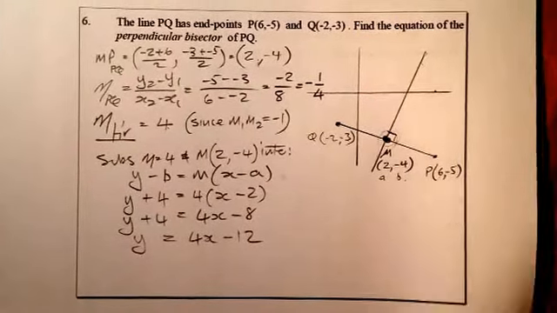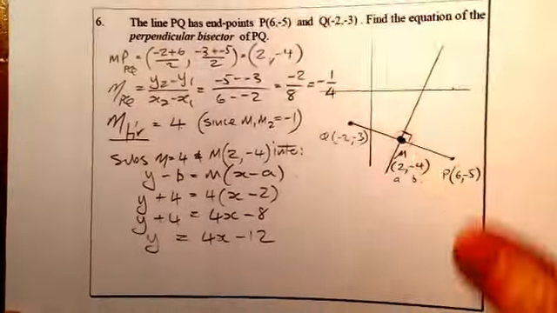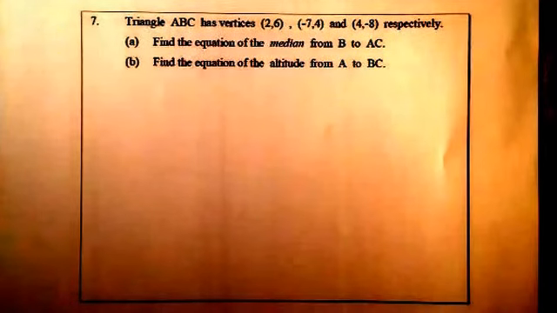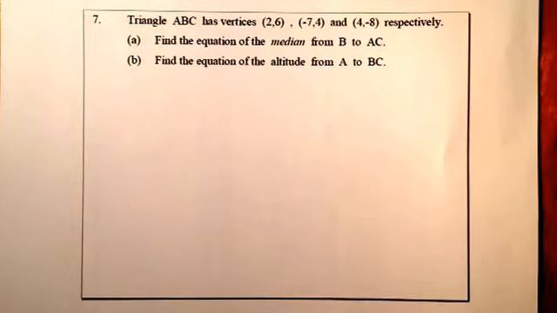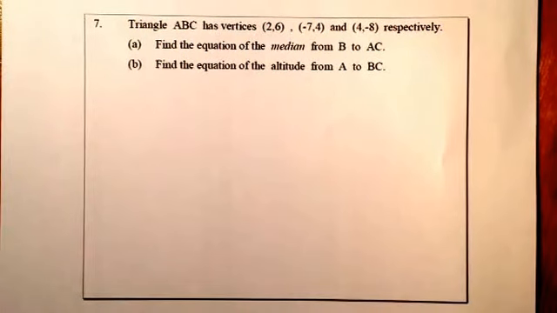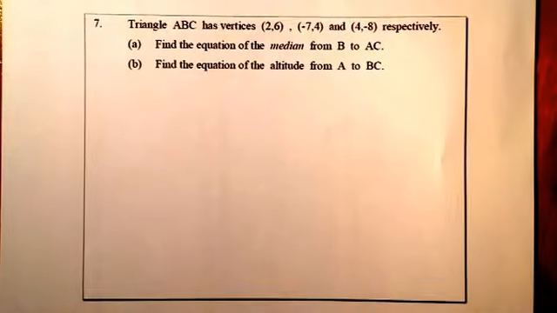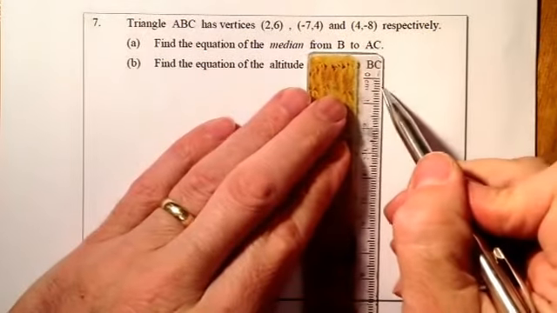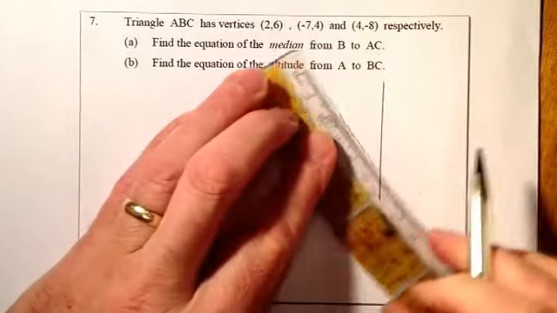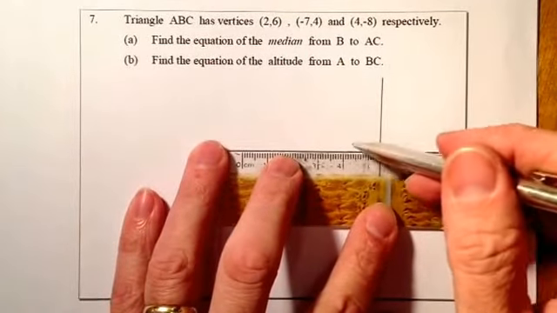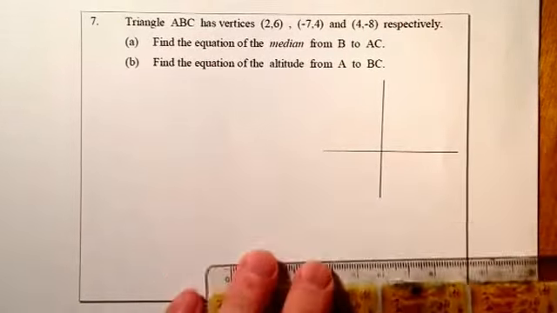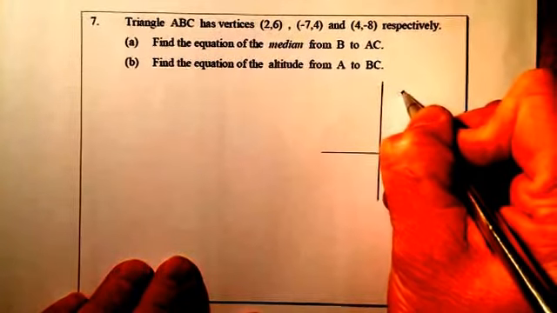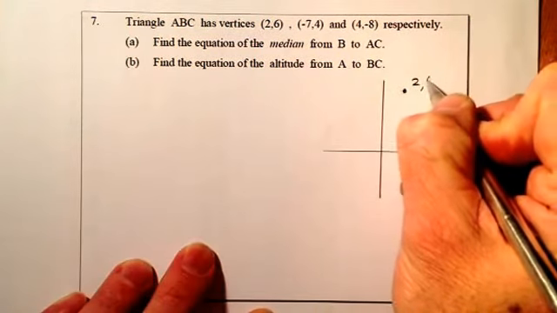Okay, question 6 complete. Let's look at question 7. Right, we're going to draw this one out. So triangle ABC has vertices 2, 6, minus 7, 4 and 4, minus 8. Let's draw this up, okay? Right, so we're drawing down this side here. Okay, so A is 2, 6, so I'll go for 2, 6 up there, okay? So that will be 2, 6, that's A.